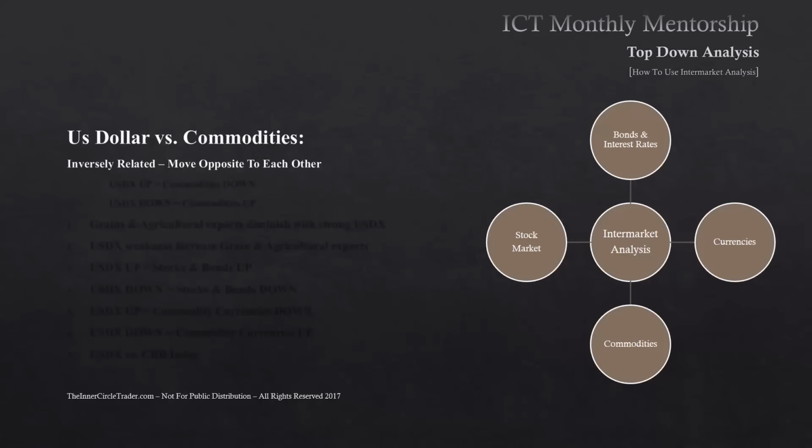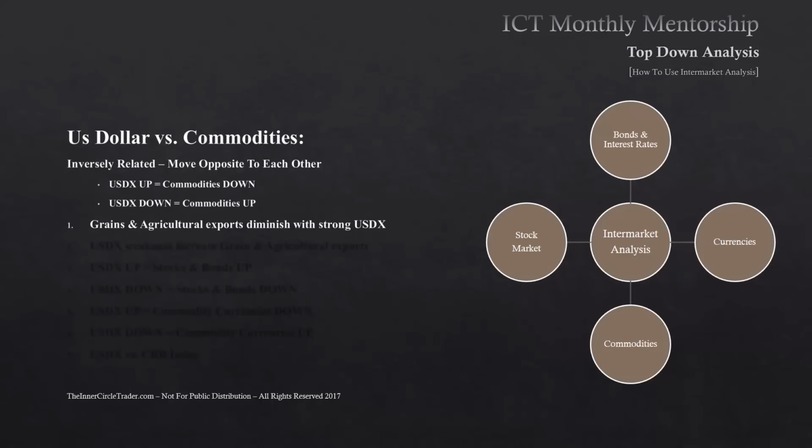That means if the dollar index is moving one direction, the commodity as a group, as a whole, commodities will be moving the opposite direction. So for example, specifically, US dollar index, if it's trading higher, commodities as a whole should be trending lower. And if the dollar index is trending lower or trading lower, commodities will be doing the opposite and going higher.